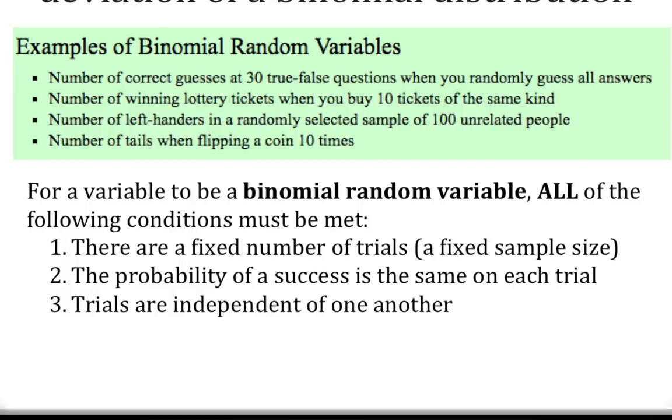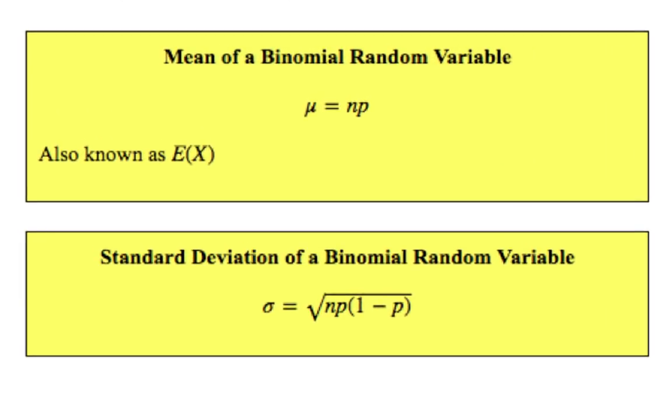And finally, the number of tails when flipping a coin 10 times. There's a fixed sample size of n equals 10. The probability of a success is the same on every trial, assuming that it's a fair coin, p equals 0.50. And the trials are independent of one another, so the result on one flip does not impact the result of any other coin flip. We'll move on now to compute the mean and standard deviation of a binomial distribution.